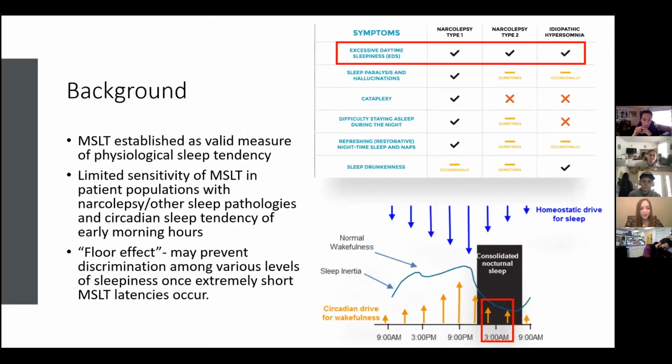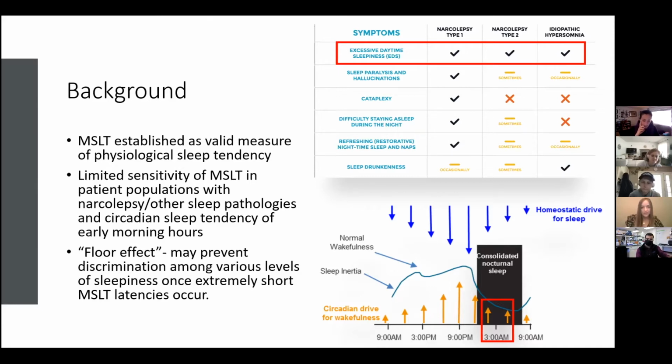So looking at this paper, in 1989, the MSLT was established as the valid measure of physiological sleep tendency. However, researchers started looking at extreme sleepiness in conditions such as narcolepsy or other sleep pathologies like sleep apnea. And they also started looking at the marked circadian sleep tendency of the early morning hours. And they were finding that in these conditions, or at these times where people were very vulnerable and very sleepy, the MSLT had limited sensitivity.